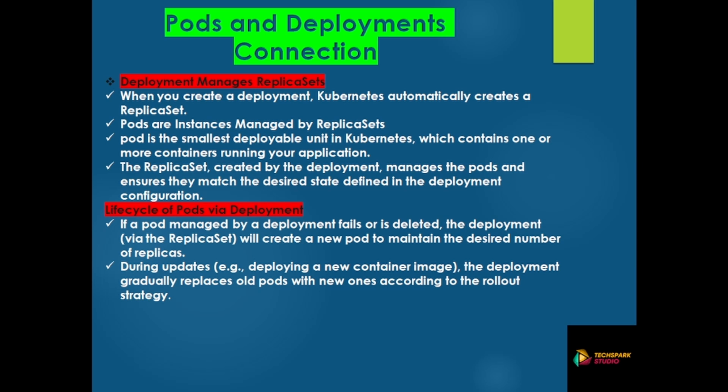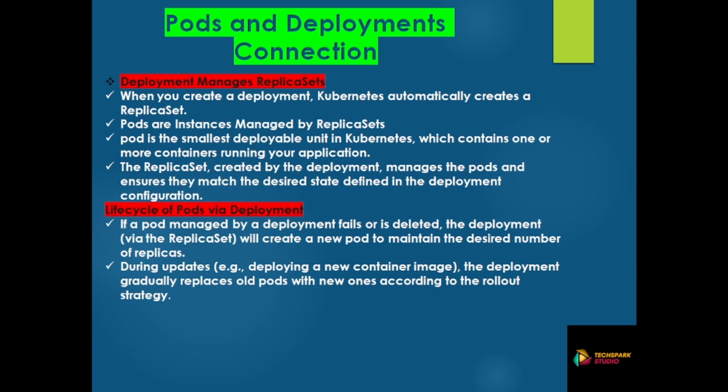Pods and deployment connection. A deployment manages a replica set. When you create a deployment, Kubernetes automatically creates a replica set. A pod is the smallest deployable unit in Kubernetes, which contains one or more containers running your application. The replica set created by the deployment manages the pods and ensures they match the desired state defined in the deployment configuration, or you can say the deployment YAML.